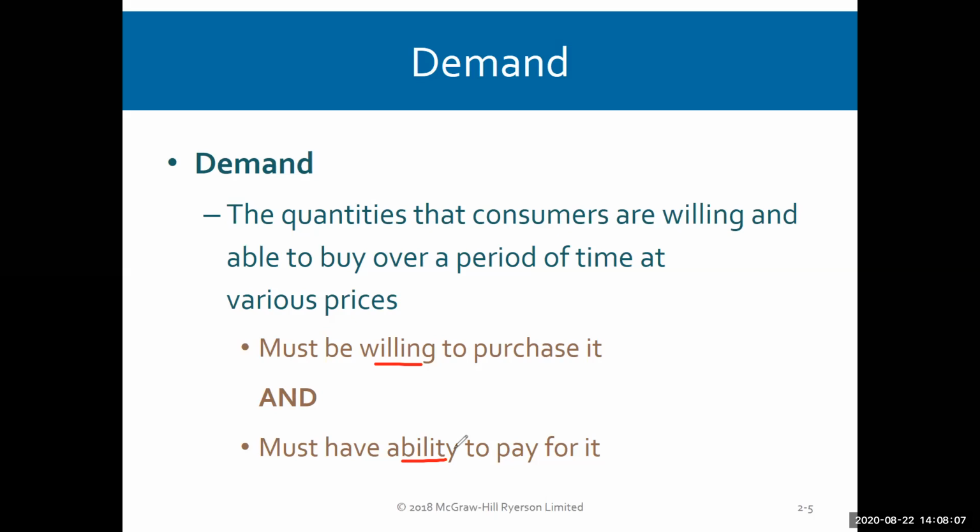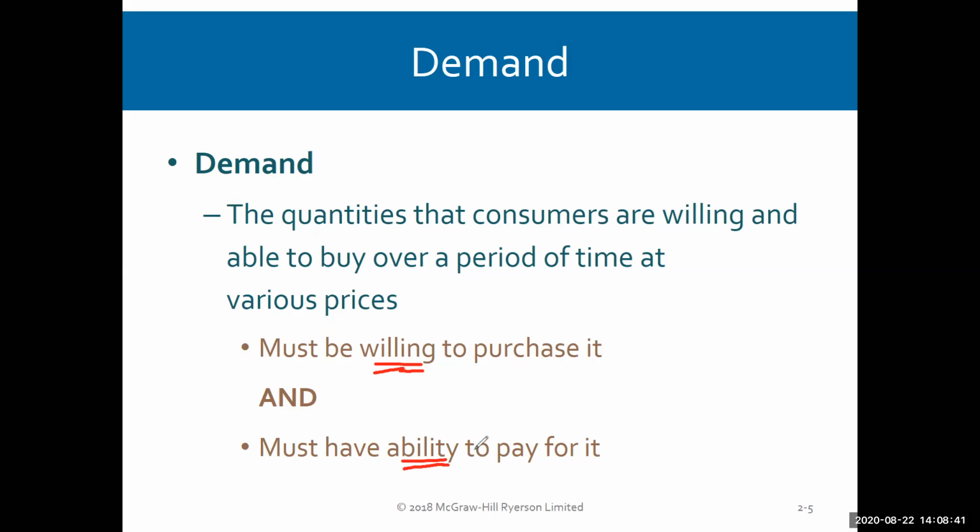So for example, there's a beautiful $150,000 camper van that I'd like to buy, a small little van to camp in. I have to be willing and able to be part of the demand for that thing. I would love to buy it. I'm totally willing to buy that thing because it'd be just perfect for me. But you know what? I don't have $150,000 that I can spare right now. So I don't have the ability to pay for it, so I'm not part of the demand curve.